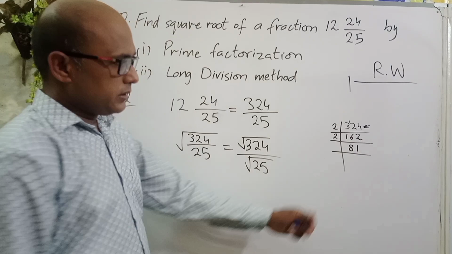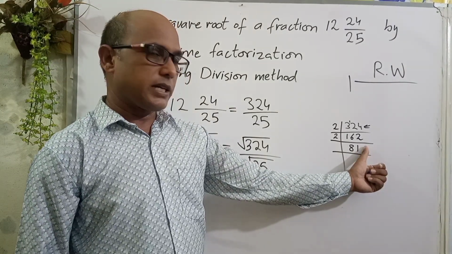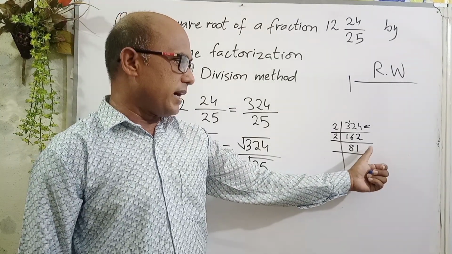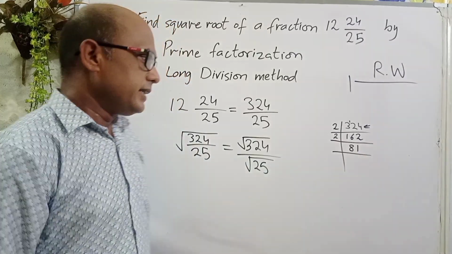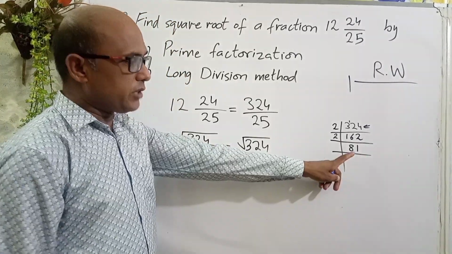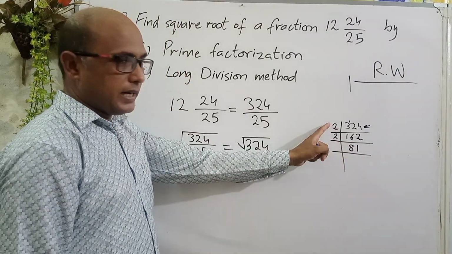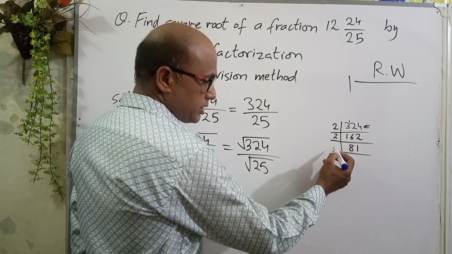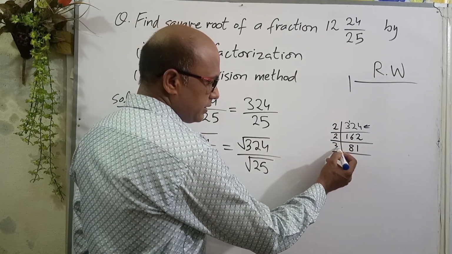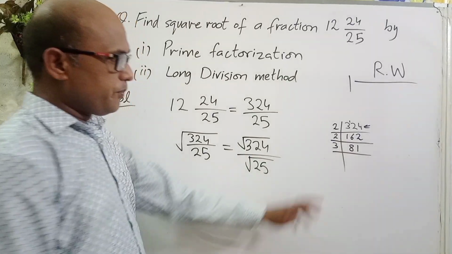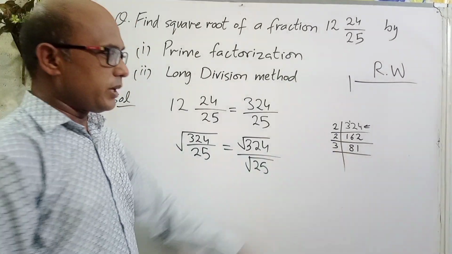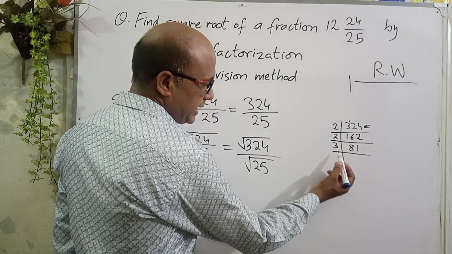Now the last digit of this number 81 is 1, which is an odd number. That means it will not be divisible by the even number 2. So let's try the next prime number. The next prime number is 3. So it is divisible by 3. How? Let's see.